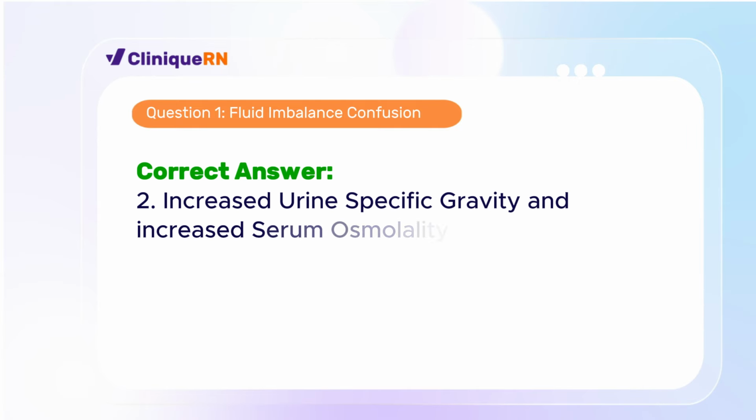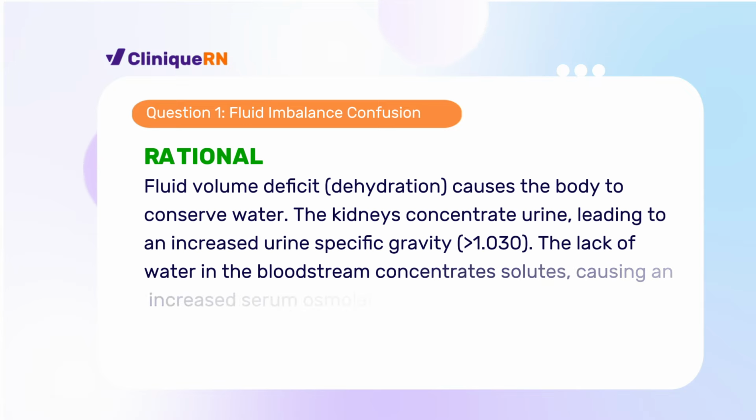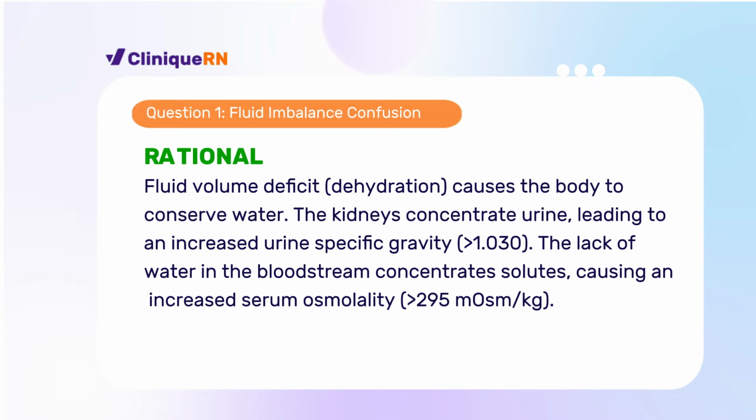The correct answer is 2. Increased urine-specific gravity and increased serum osmolality. Rationale. Fluid volume deficit, dehydration, causes the body to conserve water. The kidneys concentrate urine, leading to an increased urine-specific gravity, greater than 1.030. The lack of water in the bloodstream concentrates solutes, causing an increased serum osmolality, greater than 295 milliosmoles per kilogram.